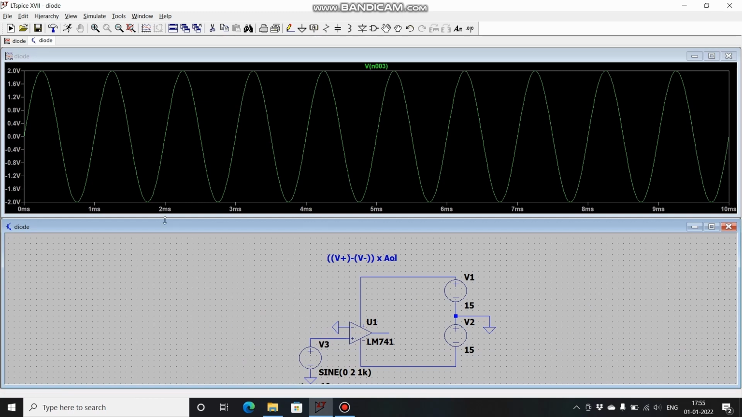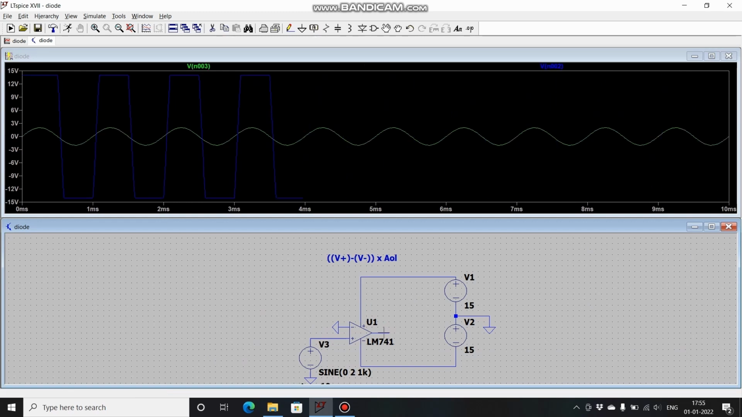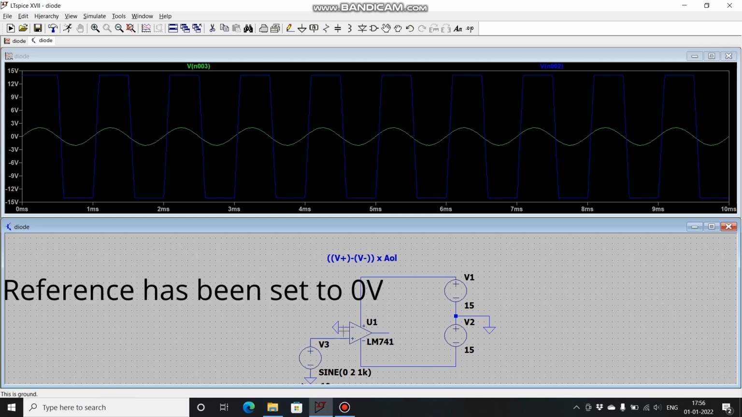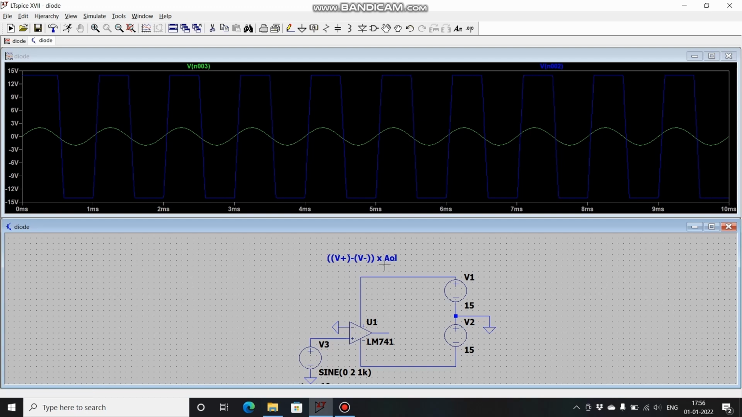This is our input signal and this is our output. See, whenever this is going more than 0, we are having a positively saturated output. Now again, as soon as this crosses 0 towards the negative half cycle, our output goes to negative saturation. It's all because of this. Our reference at inverting terminal has been grounded, and that's why the output is V plus into the open loop gain of this 741. So our output is going to be saturated and we will be having a square wave like this.